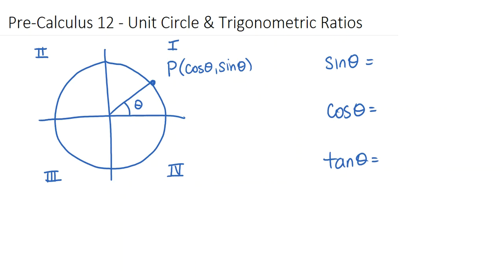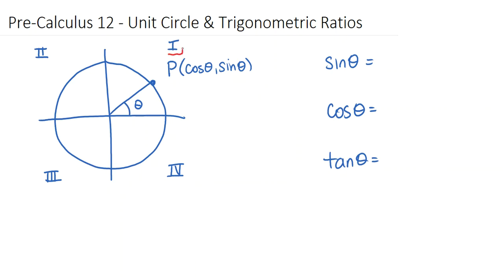Okay, so today we're going to look at the unit circle and trig ratios. To start off with, I've drawn here a unit circle with an angle and an arm that goes to a point P that has the coordinate points of cosine and sine of this angle, of the acute angle. So a couple of things just to make sure everybody remembers.